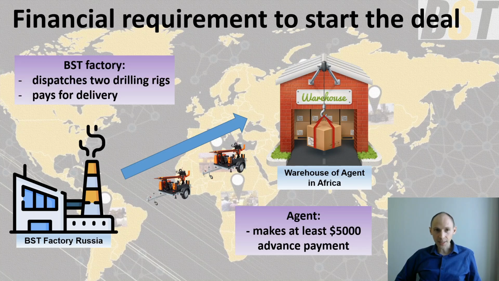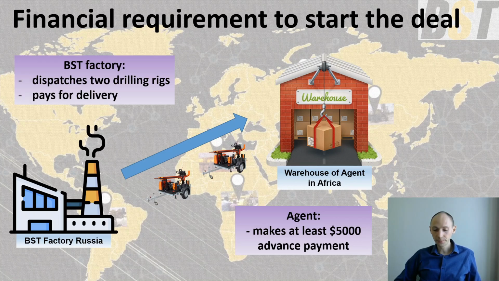Number one, BST will dispatch 2 drilling rigs. So for this business model, we take a 20 feet container, and the 20 feet container can include 2 drilling rigs which are mounted on a trailer. Okay, so we will dispatch these 2 drilling rigs. And number 2, BST will pay for delivery. So these are our expenses that we are ready to take in this deal in order to get it rolling, just to start this deal.